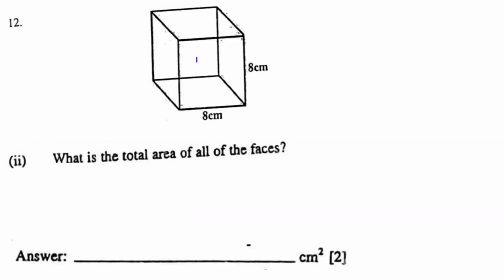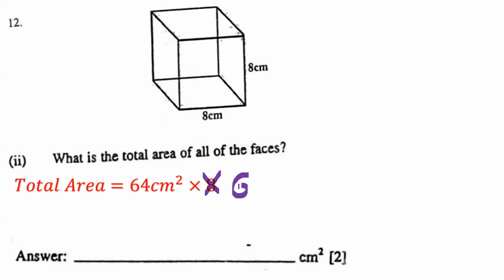Now let's move on to the next question. Here we have question number 12bii. It says calculate the total area of all the faces. Well, we already know that the area of one face is 64 centimeters squared. And so if we multiply that by 8, because there are, well, it's not 8 faces, it's actually 6. So that's a mistake right there. It's a big mistake. So it's supposed to be 6. We have to multiply it by 6.